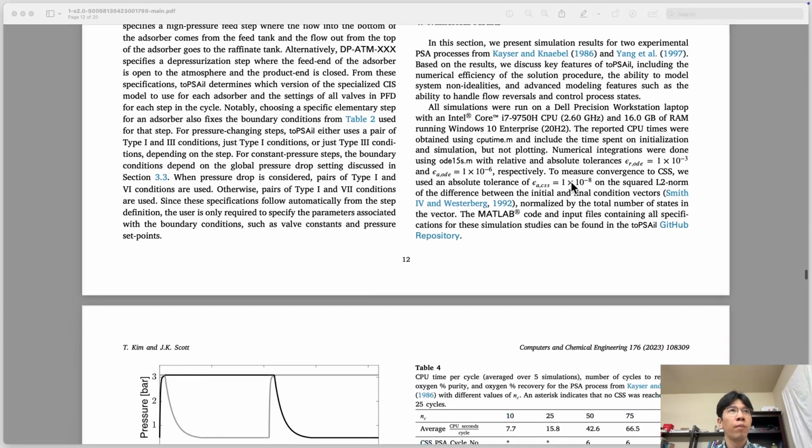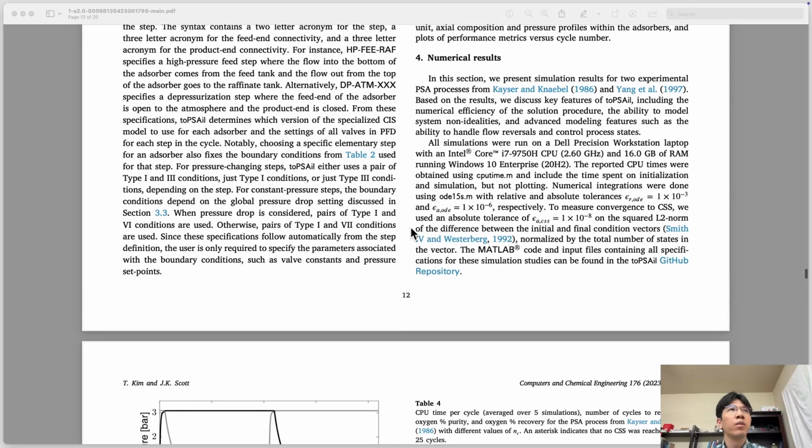And we define cyclic steady state at which the squared L2 norm of the difference between the initial and final condition vectors is 10 to the minus 8. And we normalize that by the total number of states in the vector as well.